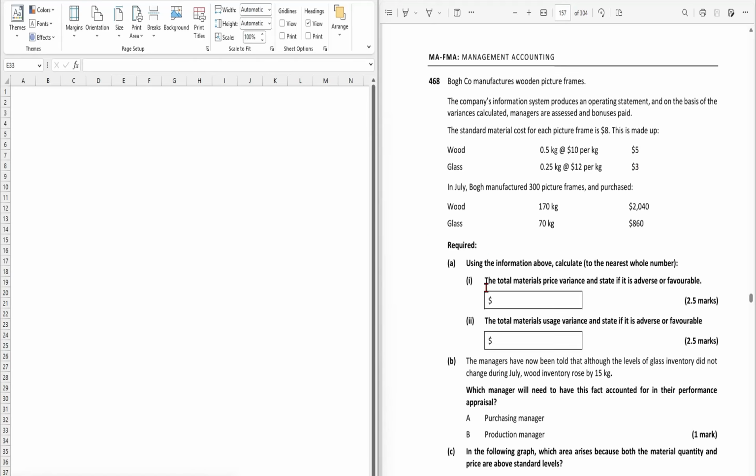Now our first requirement is, using the information above, calculate to the nearest whole number the total material price variance and state whether it is adverse or favorable.